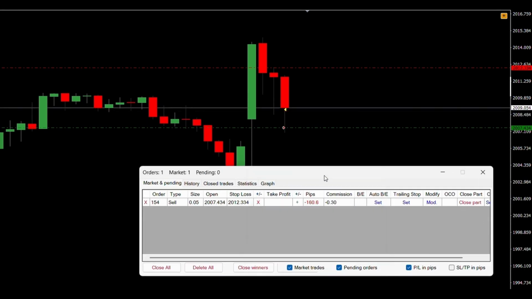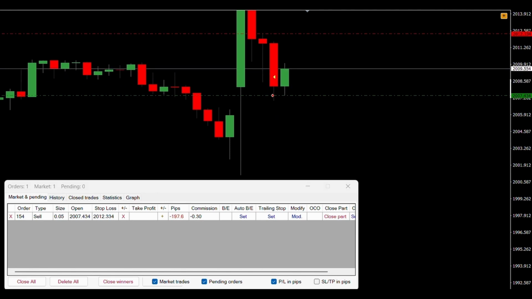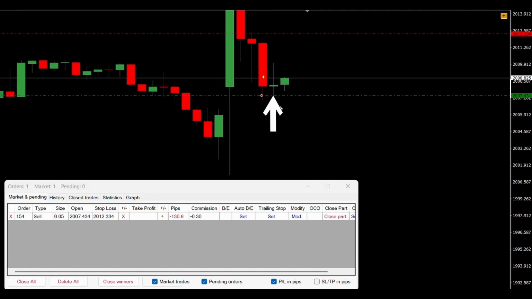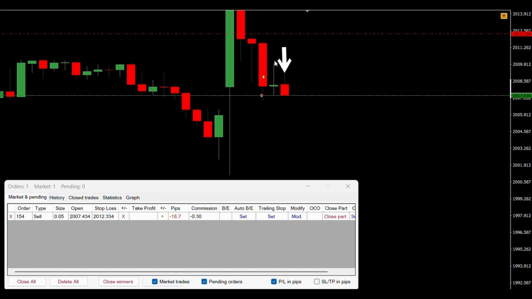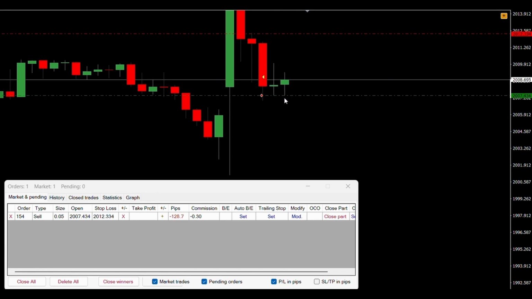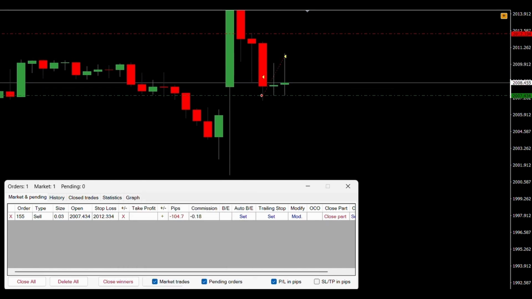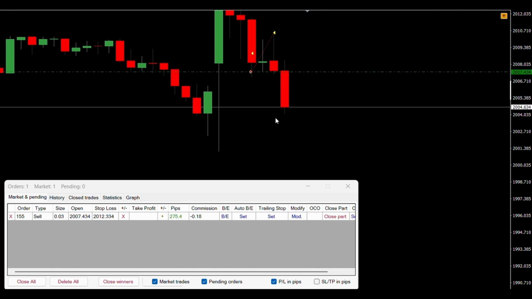I am closing 50% of my position here because price moved halfway towards our stop loss. See, here a doji candle formed. If this candle breaks the previous candle high, I will close another 50%. So it breaks, and I am closing another 50%. See, price is moving in our direction. My target is here. I will close the total position here.